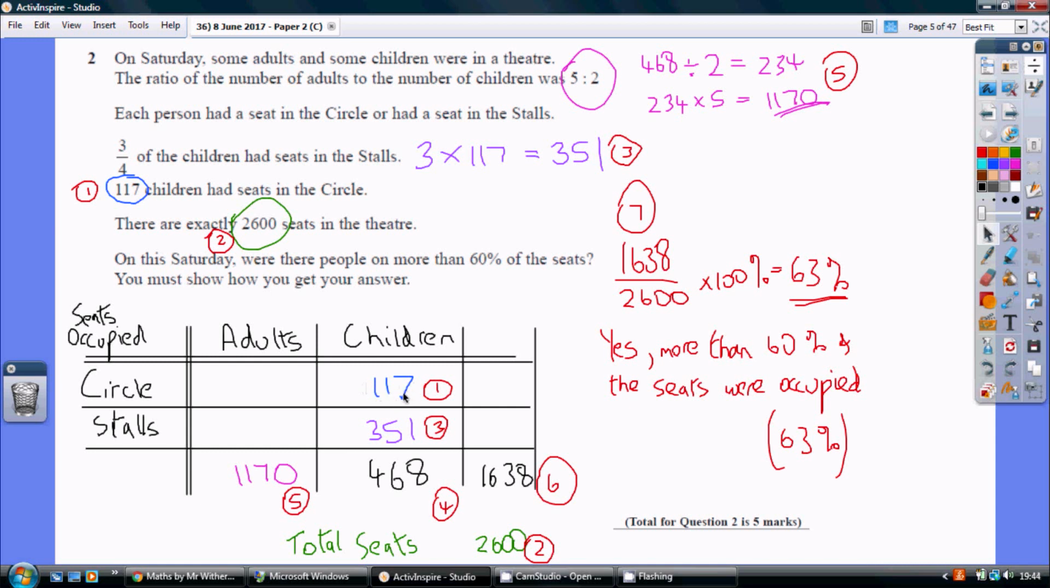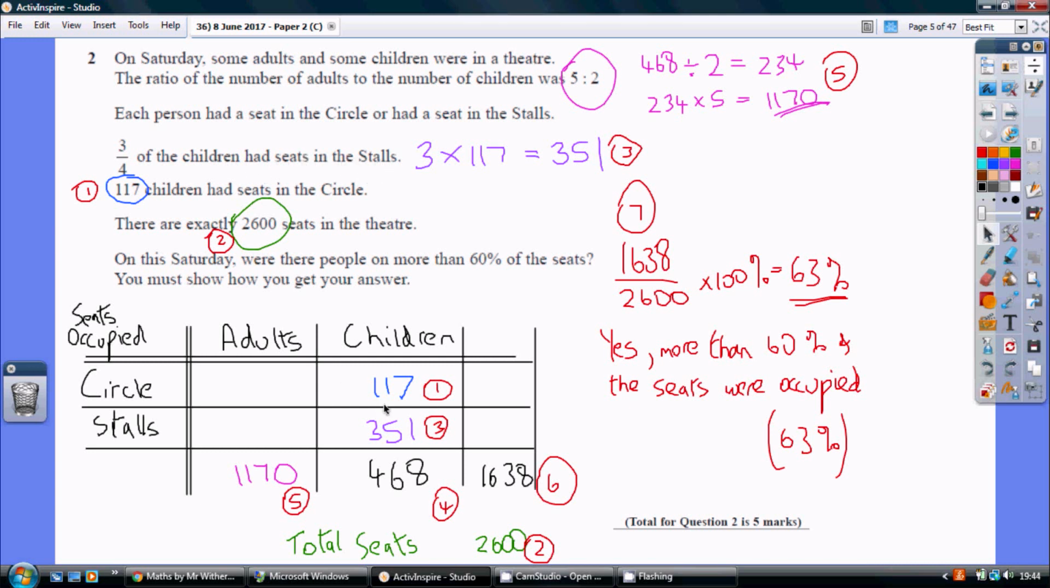Now, not that it's going to go into the table, but the other thing I've noted down here is that there are 2,600 seats in the theatre. So I've just popped that down here at the bottom. Now, thirdly, I'm looking at this point here. We're told that 3/4 of the children had seats in the stalls.